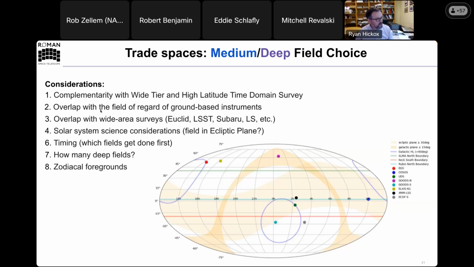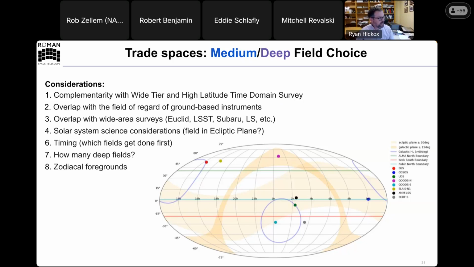But some of the considerations we've been looking at are complementarity with the wide tier and also the high latitude time domain survey, which itself is doing a deep tier in one particular area in the continuous viewing zone. The overlap of the field of regard with ground-based instruments. There will be a lot of people who want to follow up these fields from the ground, and obviously, telescopes are in different hemispheres. Overlap with existing wide area surveys. So we got a lot of white papers from Euclid, from Rubin, from Subaru about the amazing science that you can do in each of those areas. And so we're considering all that.